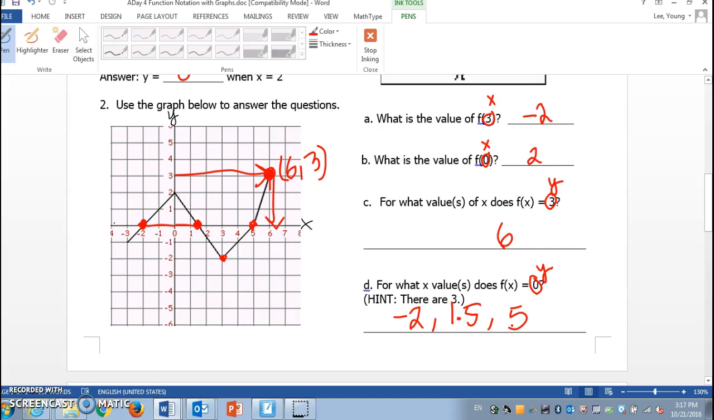Okay, so anytime we're given the x value, you have to find the y value. If the y value is given, you have to find the x value. Good? All right, let's move on to the next page.